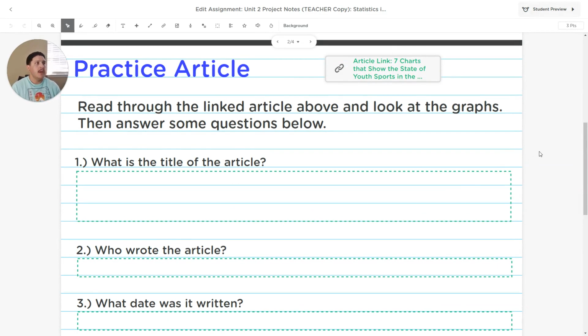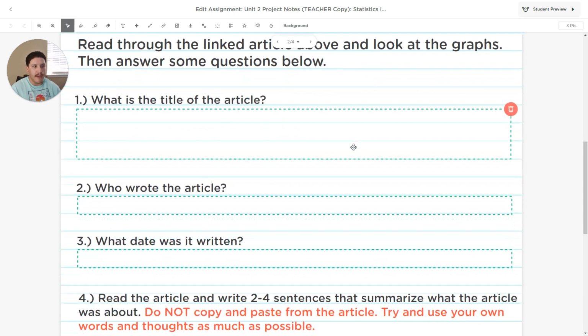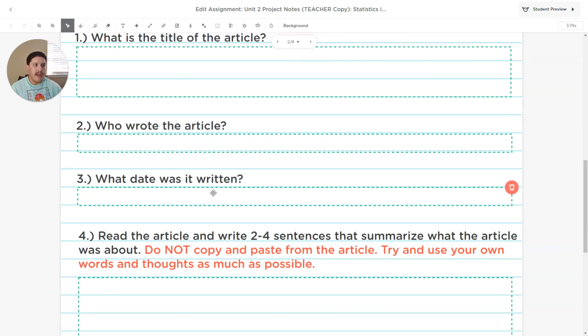Okay, so what is the title of the article? Simply go to the article and look very carefully at what the title is supposed to be. It's not just the first line you see. There is more to the title that may not be apparent. So look very carefully at what the title is. And again, look for who wrote the article, either at the top or at the bottom of the article. The date that it was written on, same thing.